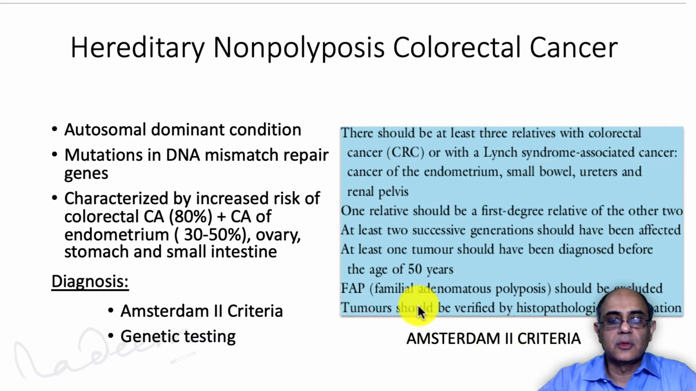So first of all, you need to have some histopathological examination. Then FAP has to be ruled out. And at least one tumor should have been diagnosed before the age of 50 years. And one relative should be first degree. So these are the few criteria. If the person fulfills these criteria, we will label it as HNPCC.